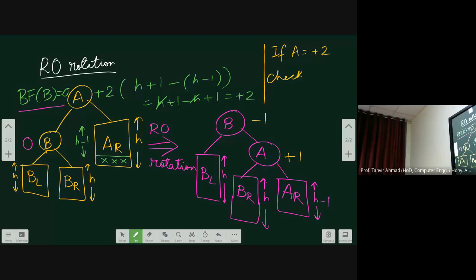check the balance factor of B. If A is equal to plus 2, obviously A will be plus 2 only. It cannot be minus 2. Why? Because I am deleting on the right side. Therefore, right is less than left. It means A will always be plus 2. It cannot be minus 2. Now tell me, when will A be minus 2?